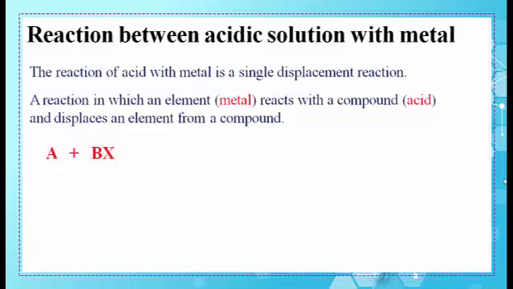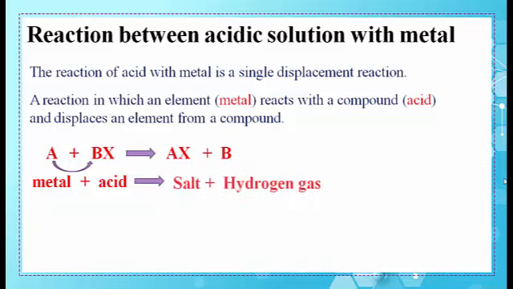In general, we can write a single displacement reaction as A plus BX. A is the element and BX is the compound. A replaces B in the compound to give AX plus B. When a metal reacts with an acid, they give a salt and hydrogen gas. Always hydrogen gas is produced since the metal replaces hydrogen in the acid.